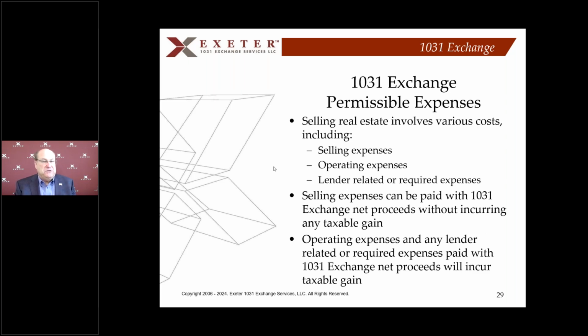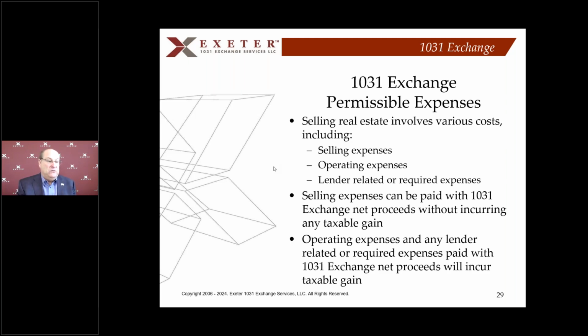So we've talked about permissible selling expenses when I was talking about calculating the net sale price. And there's really 3 buckets on a closing statement. One bucket is selling expenses, broker's commission, title, escrow, documentary transfer tax, etc. The other 2 buckets are non-permissible expenses. What's the difference? A permissible expense means you can pay it with net proceeds from the sale and it will not trigger a tax consequence. Non-permissible expenses mean you can still pay it from the proceeds from the sale, but it will trigger a taxable event just for that dollar amount.